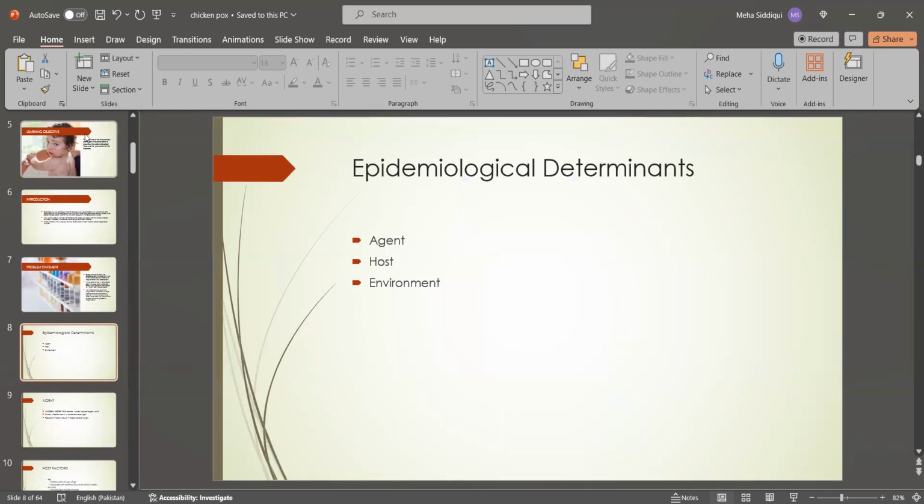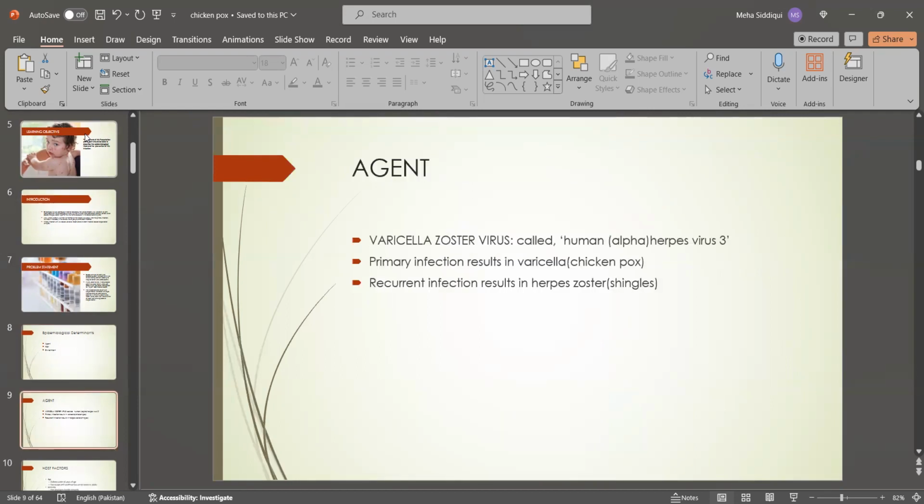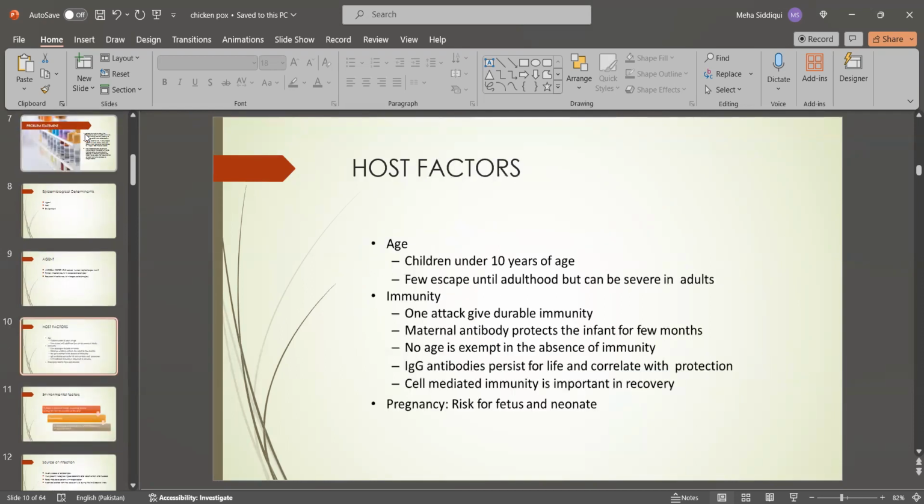Epidemiological determinants: agent, host, environment. Varicella zoster virus is the agent. Primary infection results in varicella and recurrent infection results in herpes zoster, that is shingles. Host factors: age, children under 10 years of age; few escape until adulthood but it can be severe in adults. Immunity: once attacked, it gives durable, lifetime immunity. Maternal antibody protects the infant for a few months, which is exempt in the absence of immunity. IgG antibodies persist for life and correlate with protection. Cell-mediated immunity is important in recovery. In pregnancy, it is a risk for fetus and neonate.